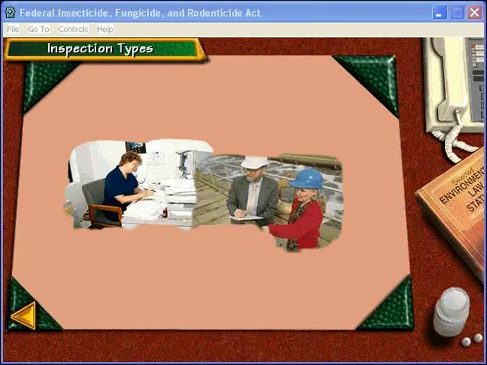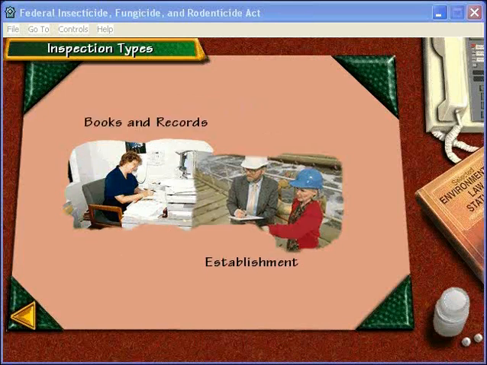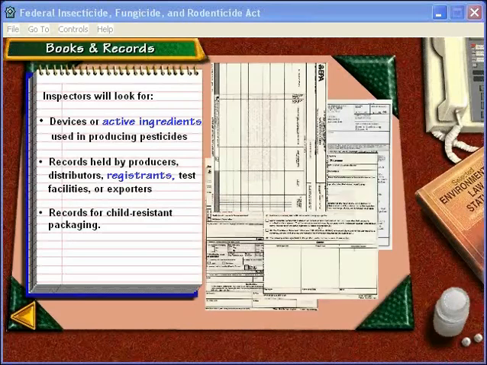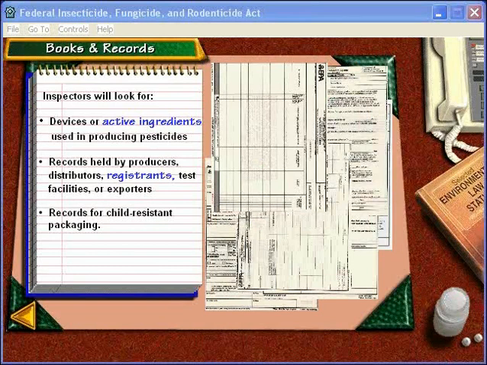How are the regulations enforced? FIFRA, like many other statutes, uses inspections to enforce the regulations and ensure compliance. There are 2 types of inspections which can be conducted under FIFRA: books and records and establishment. Books and records inspections are used to, among other things, identify and locate violative batches and shipments of pesticides and determine the amounts of pesticides produced and distributed nationwide.